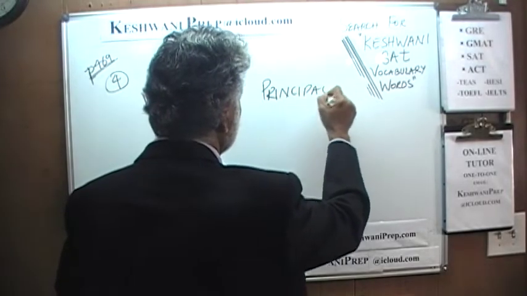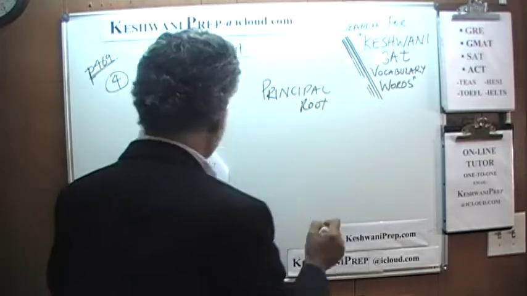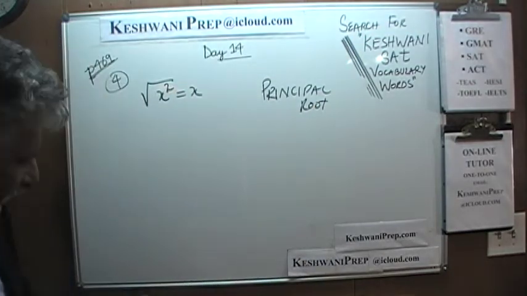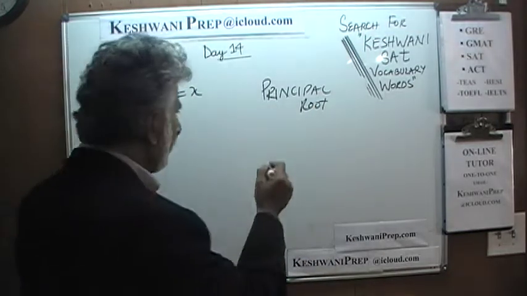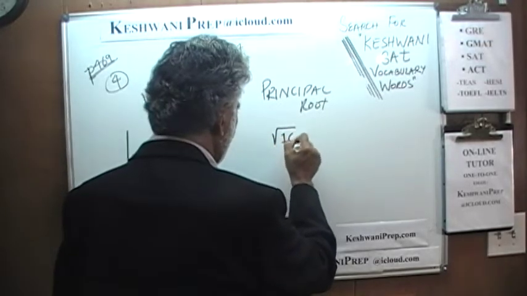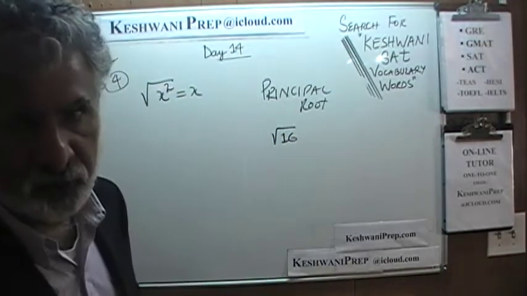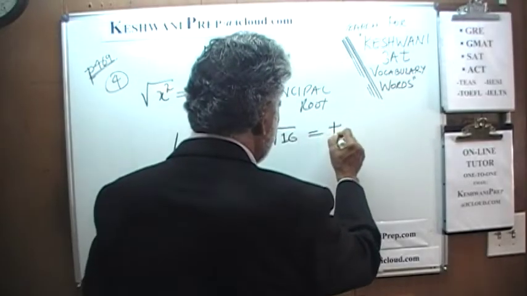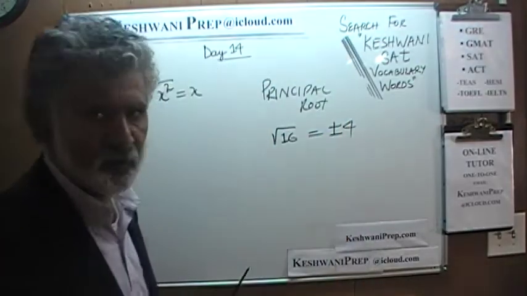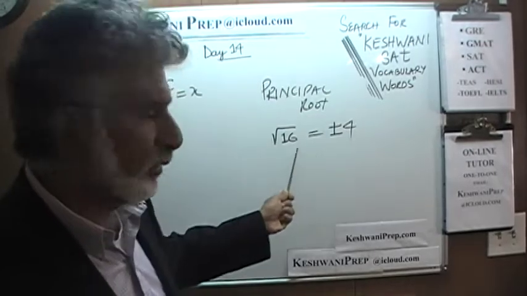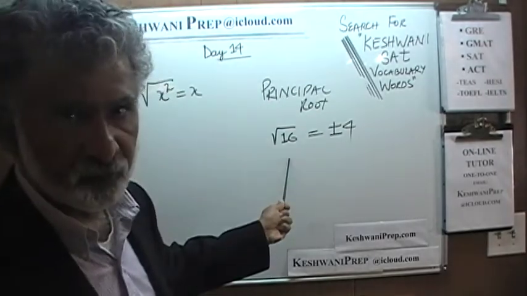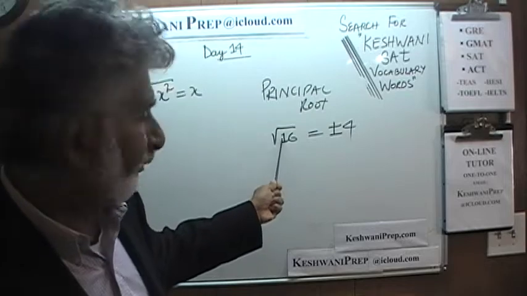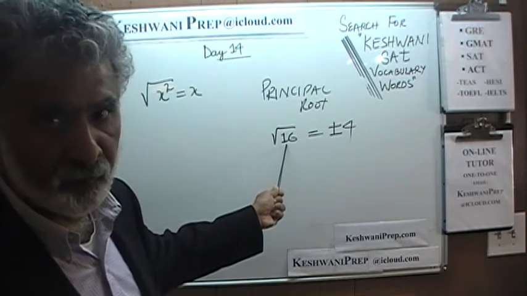Now before we get into the problem itself, let's talk about what is known as principal root. What exactly is a principal root? For example, if somebody were to ask us, what is the square root of 16? The proper answer is, square root of 16 can be either positive 4 or negative 4. There are two possibilities, because negative 4 squared will give us 16 and positive 4 squared will give us 16. That is only if we have 16 under the root sign as a numerical value.